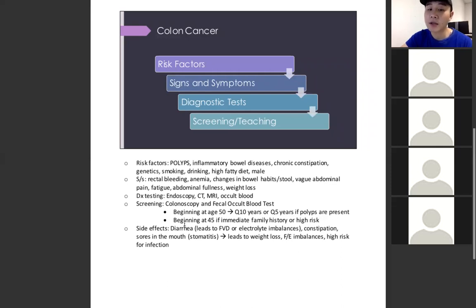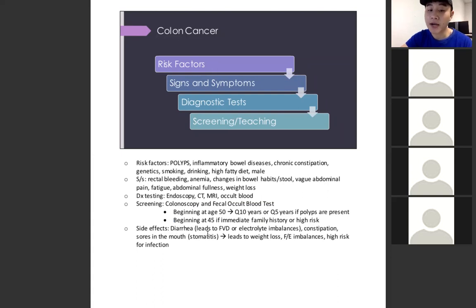If the patient has a family history or is at high risk for colon cancer, meaning they have inflammatory disease, or chronic constipation, or they are a heavy smoker, we begin screening for them at 45. Okay, so these numbers can be important because they may be asked on the exam.